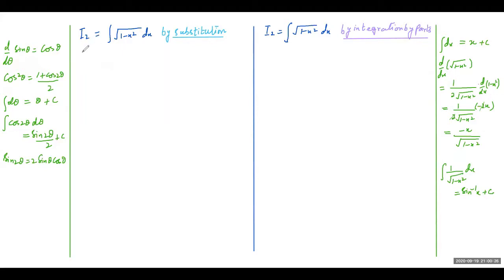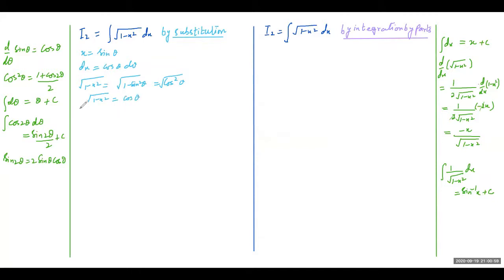For substitution, I have written all the important results here, and we take the substitution x equals sine theta. As a result, dx becomes cos theta d theta. Square root of 1 minus x square becomes square root of 1 minus sine square theta, and then it becomes square root of cos square theta. As a result, square root of 1 minus x square becomes cos theta.